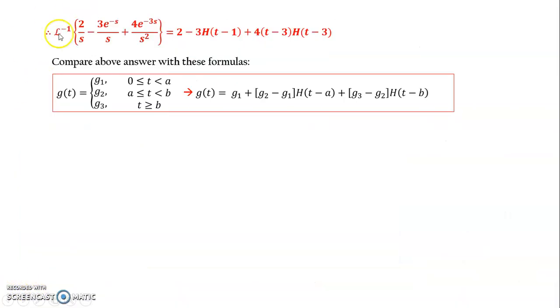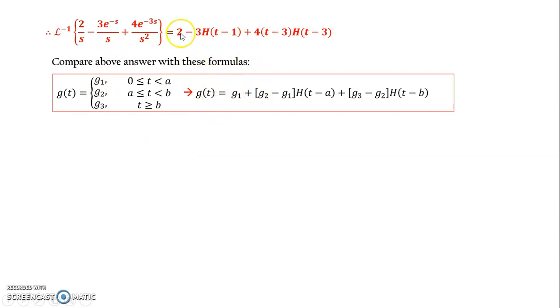Now the output of the inverse Laplace transform is in terms of unit step function. Before we can sketch the graph, we need to change the function from unit step function into step function, because once you find the values of g1, g2, g3, a and b, only then can you sketch the graph. So how do we find these values? You just compare this function with this formula.